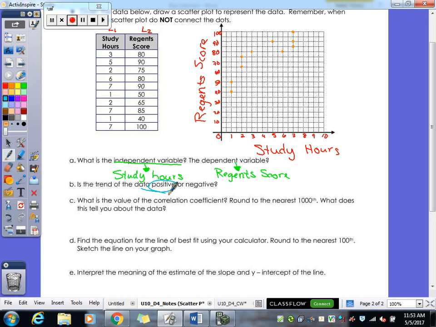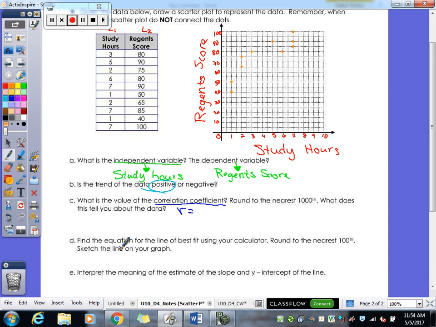What is the value of the correlation coefficient, rounded to the nearest thousandth? What does this tell you about the data? So in order to get your correlation coefficient, you have to do your linear regression. If you did not do that yet, let's have you do that now. You have all your data typed in, so all you would have to do is go back to your stat, over to calculate, and then do number 4, your linear regression. So your correlation coefficient is your R value. I see a lot of people not typing this stuff in. All you got to do is stat, over to calc, number 4.